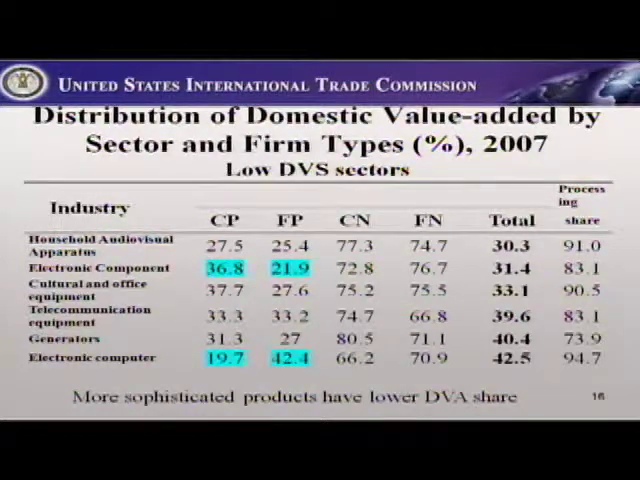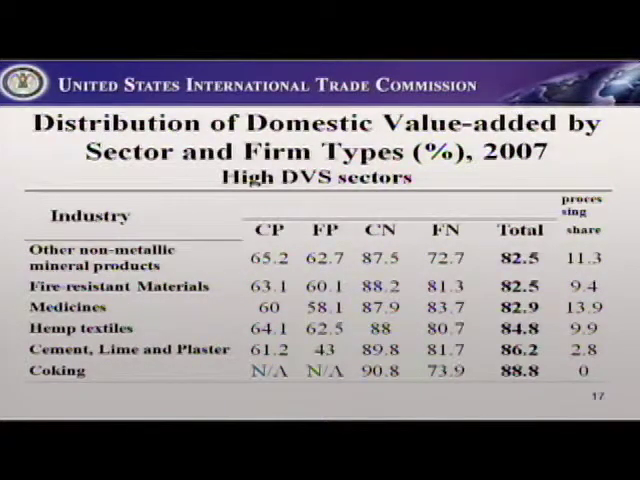The basic message here, with too many numbers, is that sophisticated products usually have very low domestic value shares. That raises a question: should we pursue high domestic value added, or is high domestic value added not necessarily a good thing for development? Because this table shows that all the low-tech sectors have very high domestic value added. So we need to think about these questions.